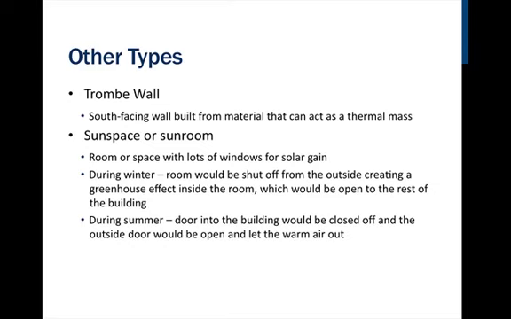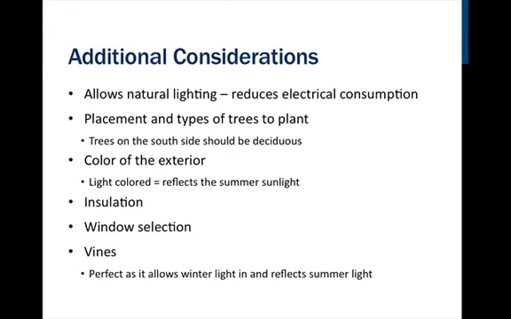Another form could be a sun space or a sunroom. This would be a room or space with lots of windows for solar gain. During the winter months, the room would be shut off from the outside, creating a greenhouse effect inside the room. The room could be open to the rest of the building, allowing the greenhouse-affected air to flow into the building, heating it. During the summer months, the door into the building would be closed off and the outside door would open and let warm air out of the sun space or sunroom. The truly great thing about passive solar construction is that it allows natural lighting while keeping a climate-controlled environment. This reduces electrical consumption and improves the mood of the home while being kind to your pocketbook.